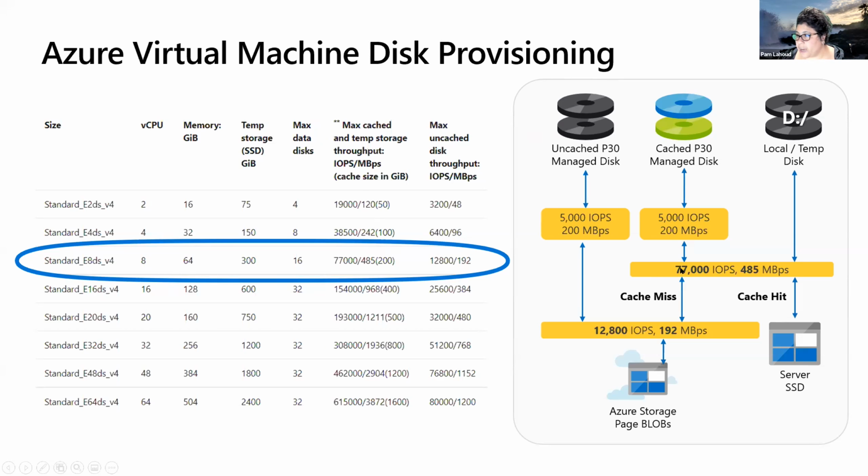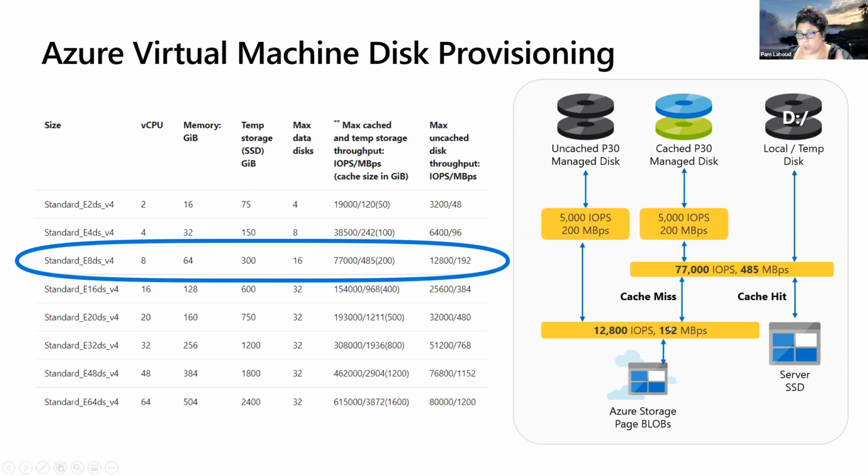So they will share that IOPS and throughput. The size of each one of these also is listed in the documentation here. So the temp storage SSD here, it's 300 gigabytes. So that means this D drive will be 300 gigabytes. That's separate from the 200 gigabytes that's available for the cache.